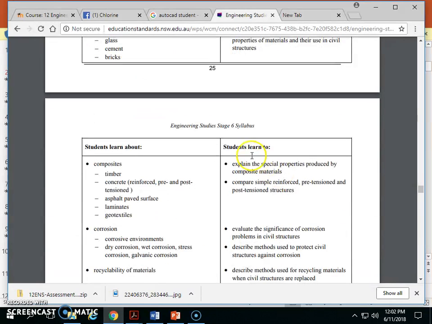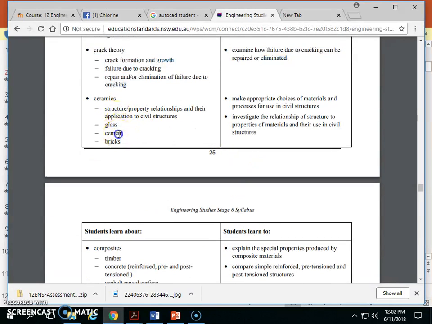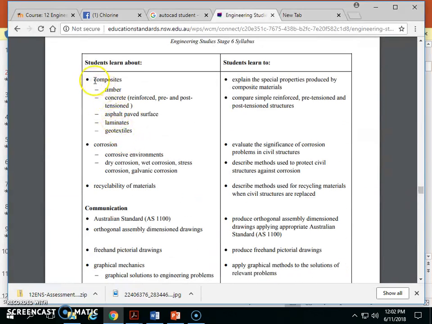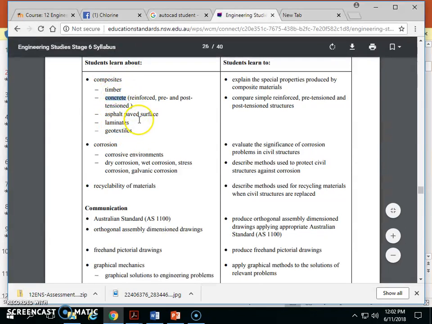Ceramics, so that's obviously going to be cement and concrete. It's also going to be bricks and glass. We've already learned about glass. Pretty much all I have to teach you about glass we've already done. We're going to learn about composites. Again, we've covered pretty much everything here. We haven't talked about geotextiles very much yet. Concrete is considered a composite, but we also learn about it under ceramics.